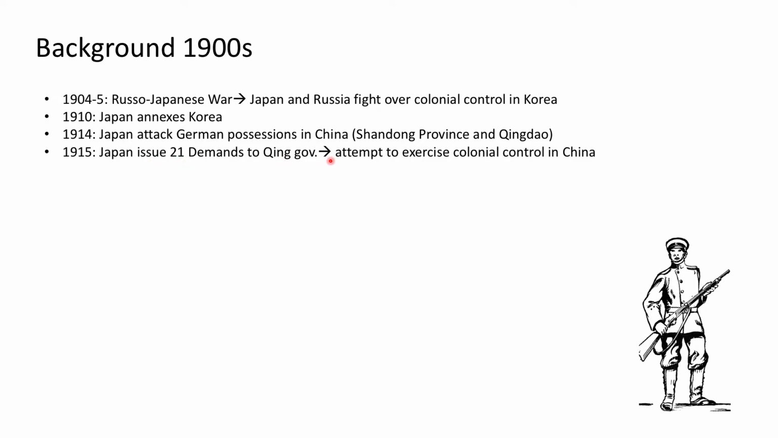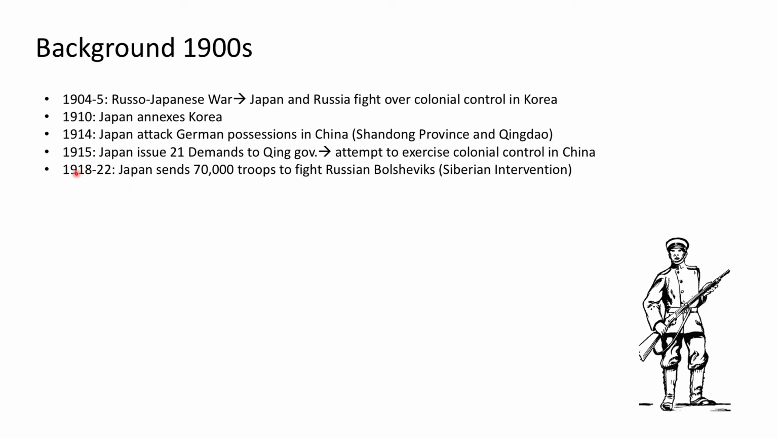And this was an attempt to exercise colonial control in China, basically demanding that the Qing government accept Japanese military and political advisors to exercise power and influence over the political process there.